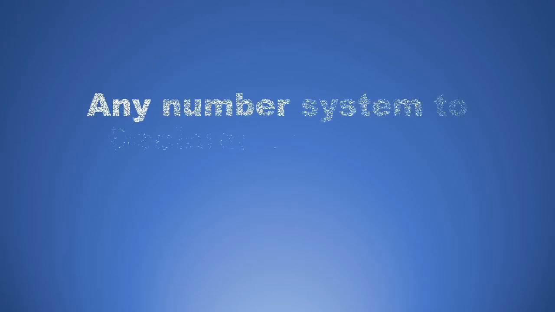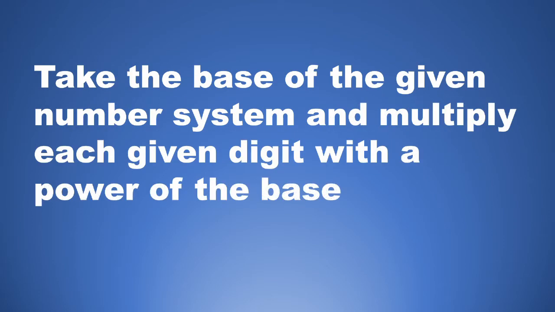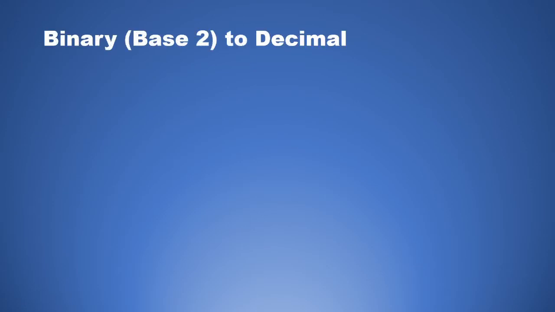Today, we will learn how to convert from any number system to the decimal number system. The method will be to take the base of the given number system and multiply each digit of the given number with a power of the base. Take, for example, binary to decimal. The base in the binary number system is 2. So we know the given base.